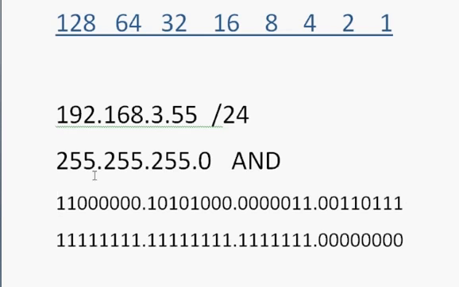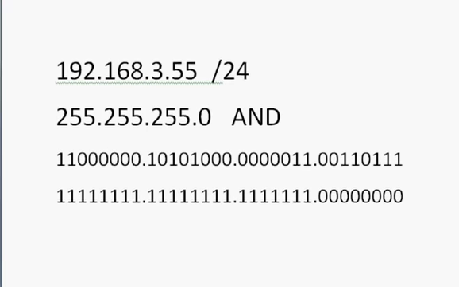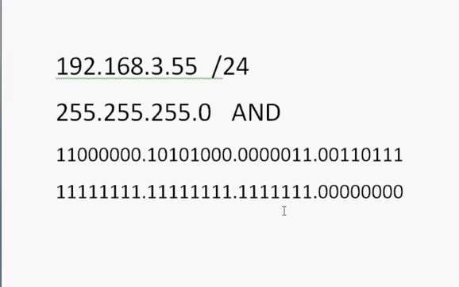55 in binary and the subnet mask down below in binary. And so now we're going to do a logical ANDing, and logical ANDing goes back to logic, and I'll see if I can bring the proper symbols up.